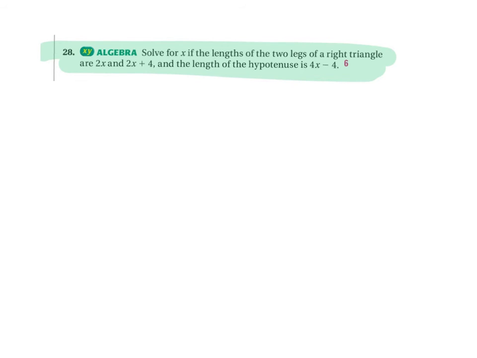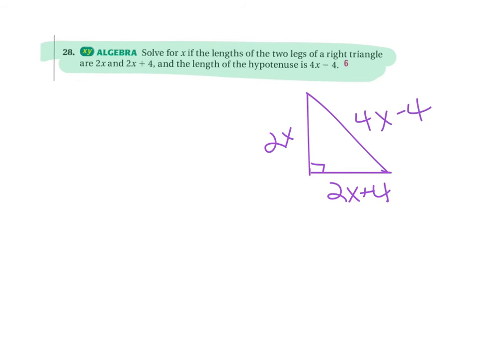Okay, so this is from the homework. It says solve for x if the lengths of the two legs of a right triangle are 2x and 2x plus 4, and the length of the hypotenuse is 4x minus 4. So if you want to give yourself a visual, you can. I could say this is 2x, this is 2x plus 4, and this is 4x minus 4. But you don't need it because all it's telling you is that this is my C.